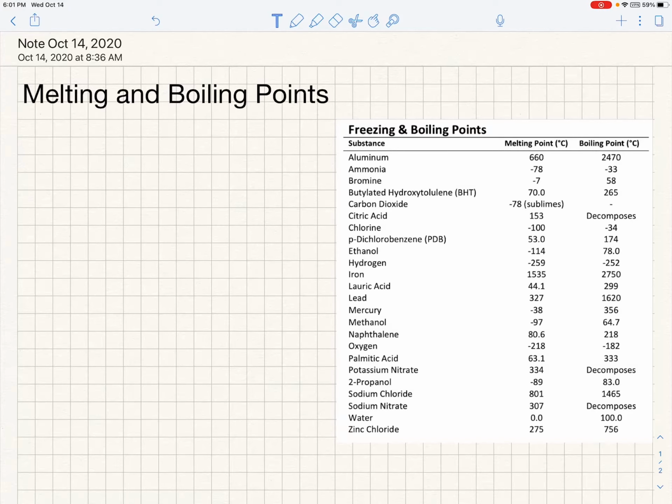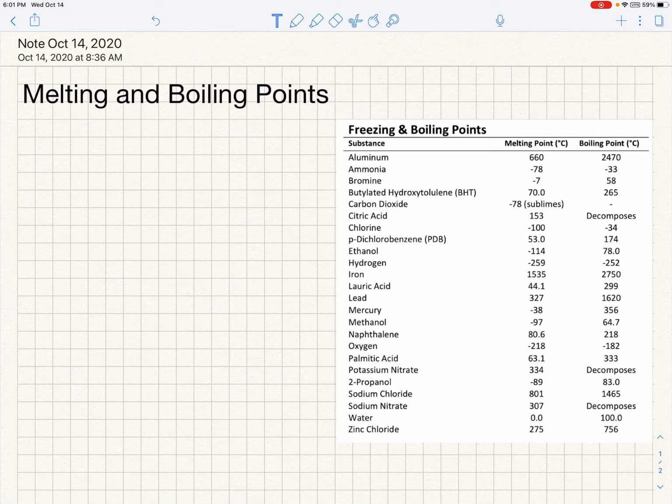Alright, in today's video we'll look at the melting and boiling points that are found at the back of your Grade 9 Advanced Science booklet, on the back of the solubility chart. I've got here a little picture from the solubility chart. It lists the freezing points or melting points of various substances and their boiling points in degrees Celsius.